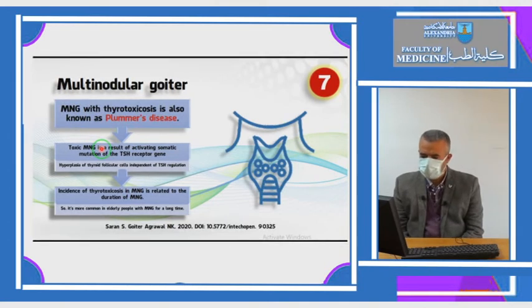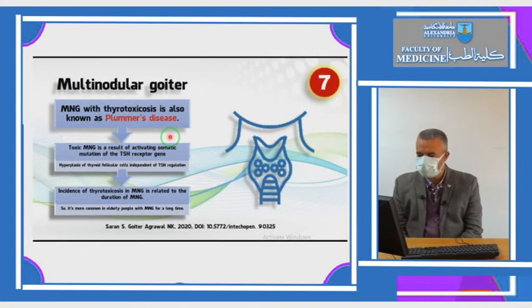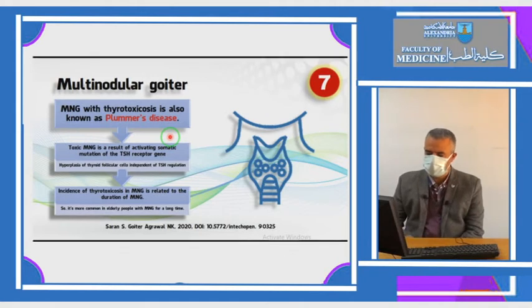However, multinodular goiter with thyrotoxicosis is also known as Plummer disease. Toxic multinodular goiter comes from an activating somatic mutation of the TSH receptor gene, which leads to hyperplasia of thyroid follicular cells independent of TSH regulation. The incidence of thyrotoxicosis on top of a multinodular goiter is related to the duration of the multinodular goiter. That is why it is more common in the elderly, because it requires a long time to develop.